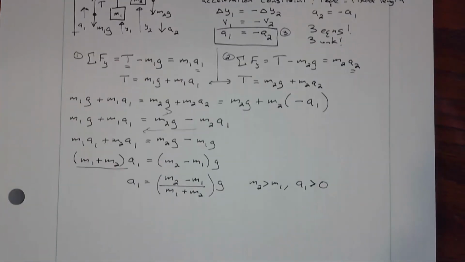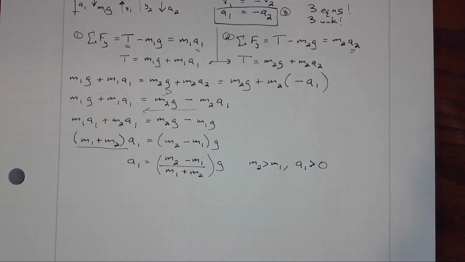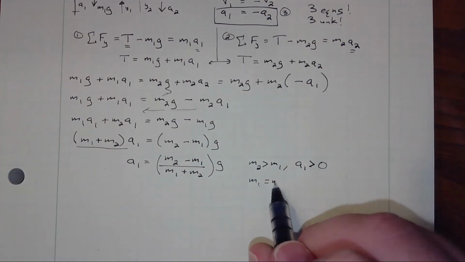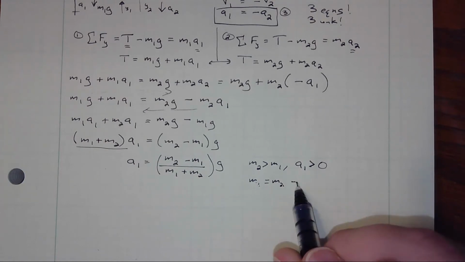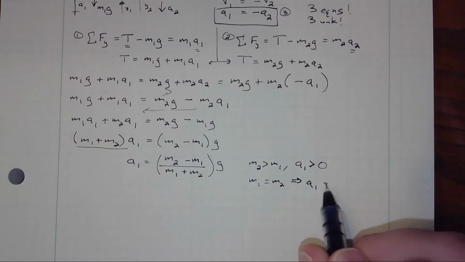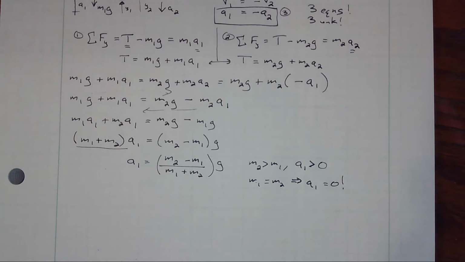And then also notice if m1 was equal to m2, this means that my acceleration would be equal to 0, which is what I would expect. These two forces would exactly balance themselves. So this is what I have when we have a massless pulley.